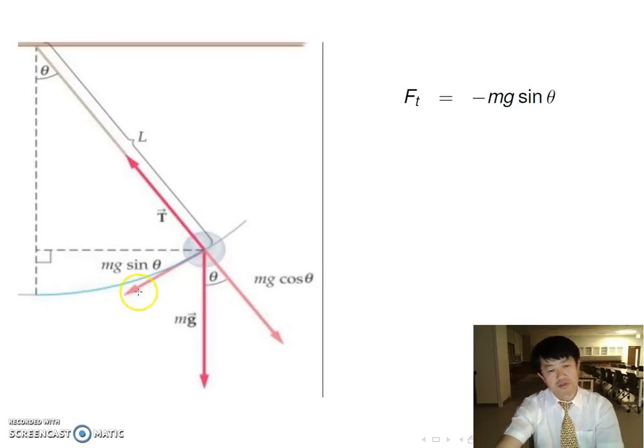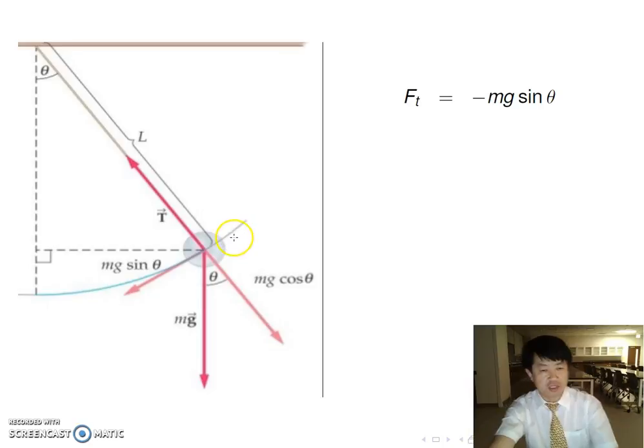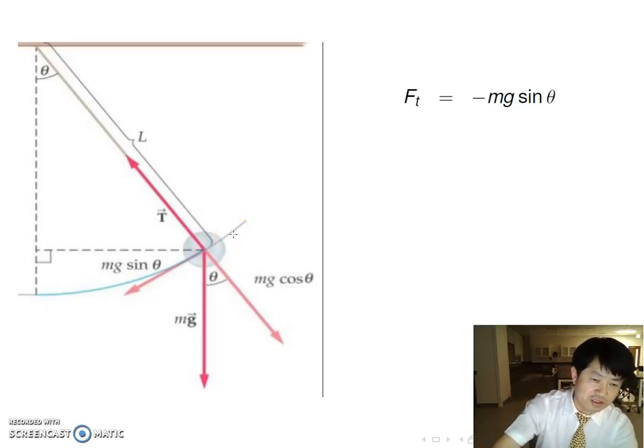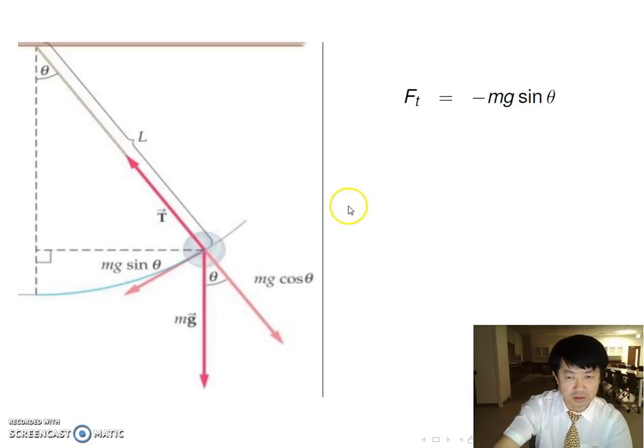Now this tangential component of force, mg sine theta, is always against the motion. So we have a negative sign, which is going straight downward against the motion. We have mg with a negative sign, and sine theta.